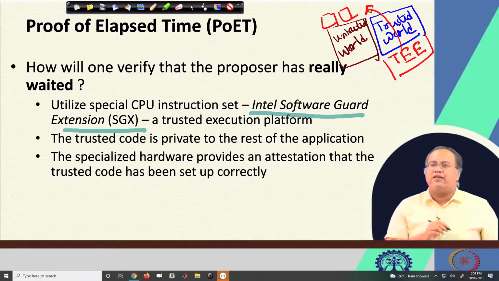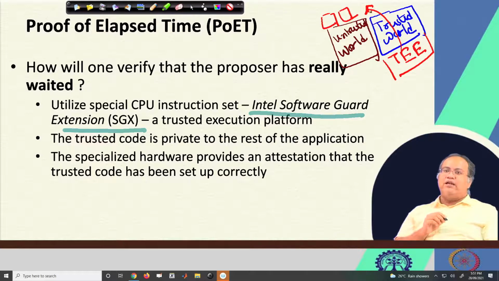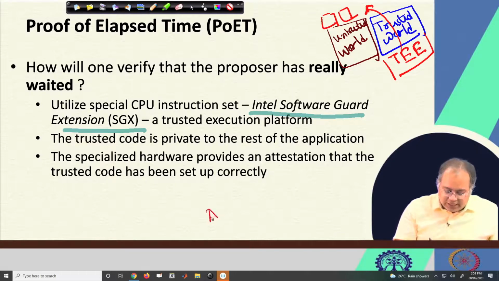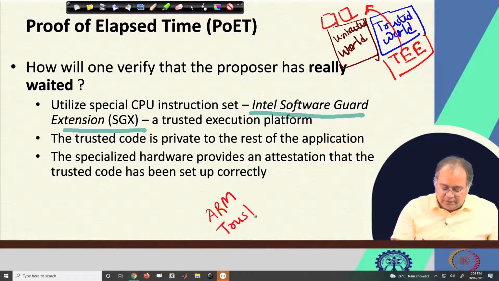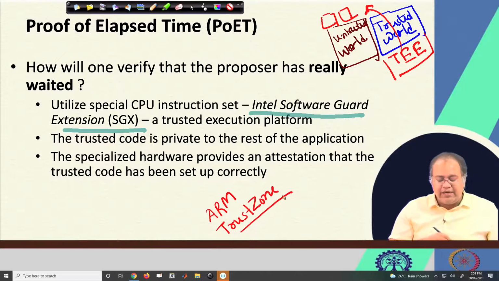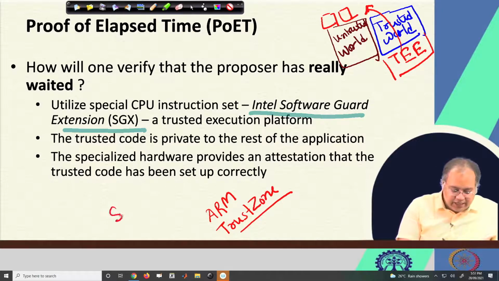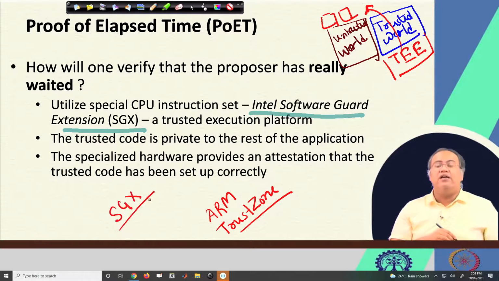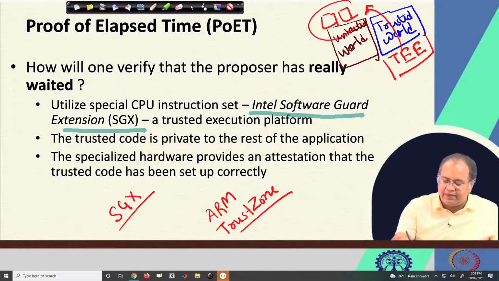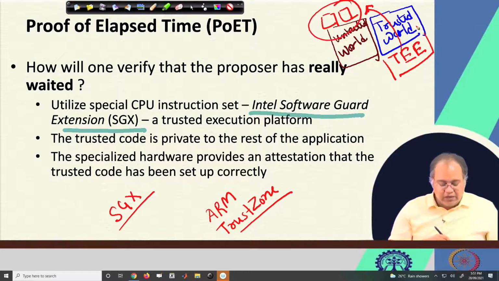Now, there are multiple different trusted execution environments available. One is for the ARM processor, called ARM TrustZone. Similarly, Intel has its own trusted execution environment, called Intel SGX, Intel Software Guard Extension. You can use that kind of hardware component to provide trusted computing. This trusted code is private to the rest of the application, so the rest of the application does not see it and is not able to modify it.